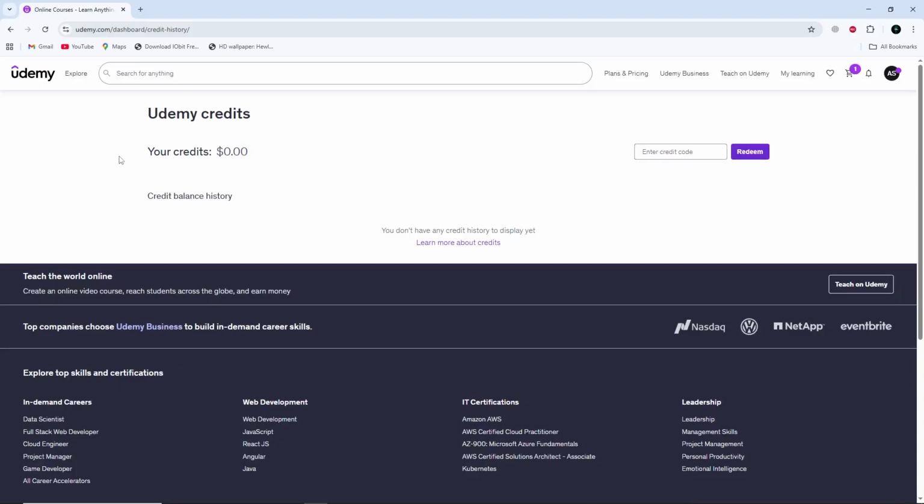These credits can only be used to purchase other courses on Udemy. They cannot be withdrawn, transferred to a bank account, sent to a credit card, or moved to any external payment method. Once the refund is processed as Udemy credits, the transaction is final.